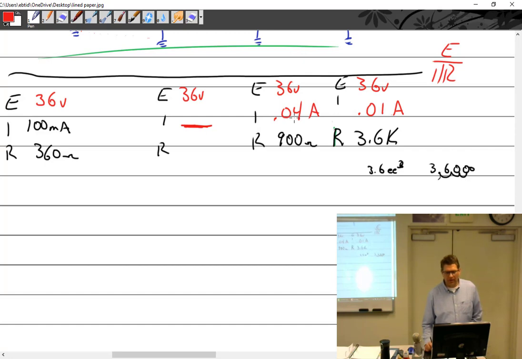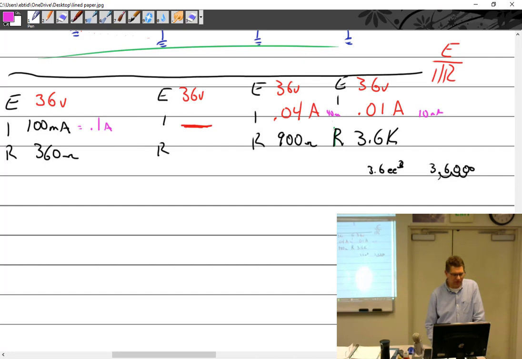Now the problem is, right here I've got 0.04 amps, 0.01 amps, and over here I've got 100 milliamps. I could convert one thing or the other. This is actually equal to 0.1 amp. Or I could convert these: that's 10 milliamps, and this is 40 milliamps. But anyway, 0.1 minus 0.04 minus 0.01 equals 0.05.